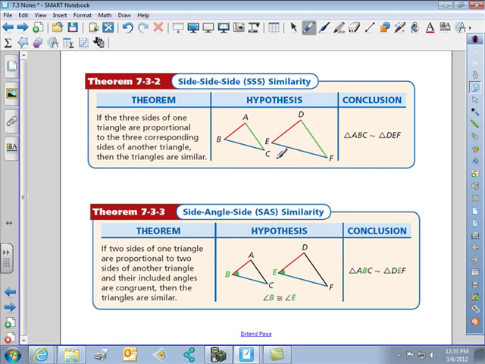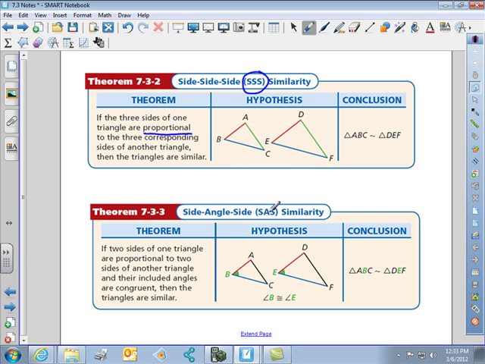There are two others, and these actually look familiar. We have a side, side, side similarity, and something I want to point out here is with the congruence side, side, side, that would have said three pairs of sides are congruent. Well, here we're talking about proportional. So we would say that three sides are proportional to each other.